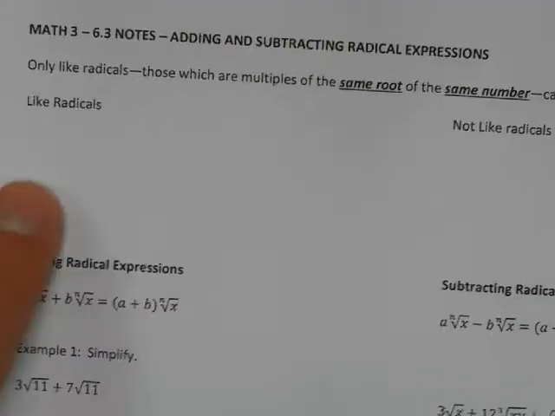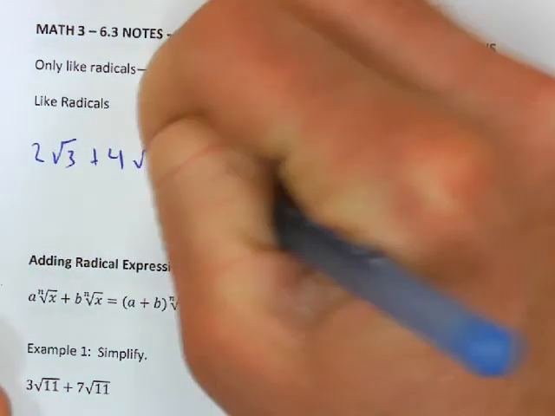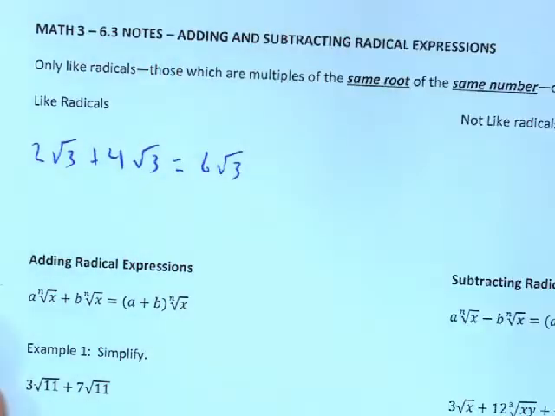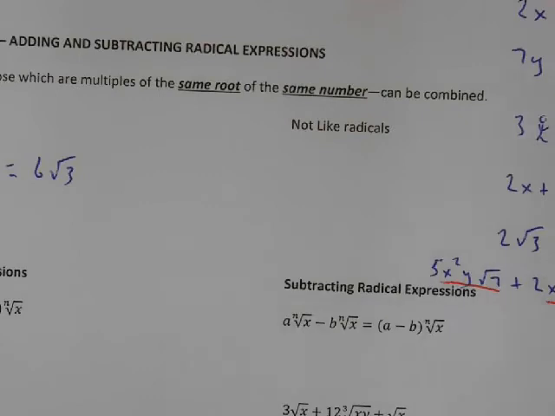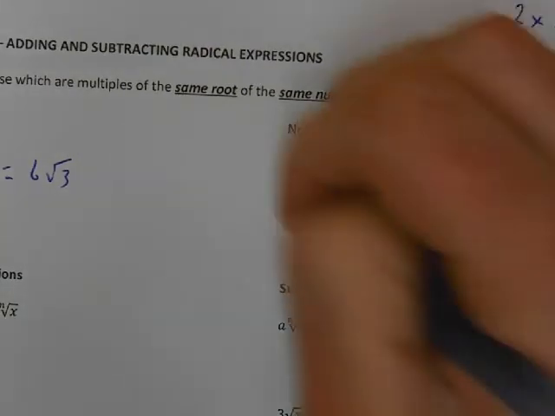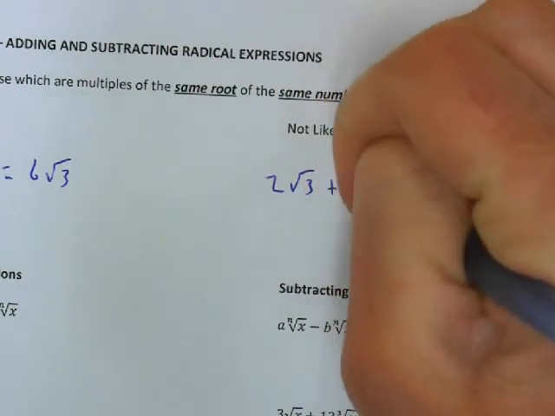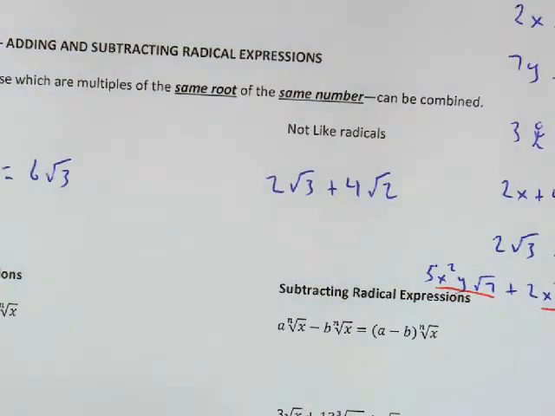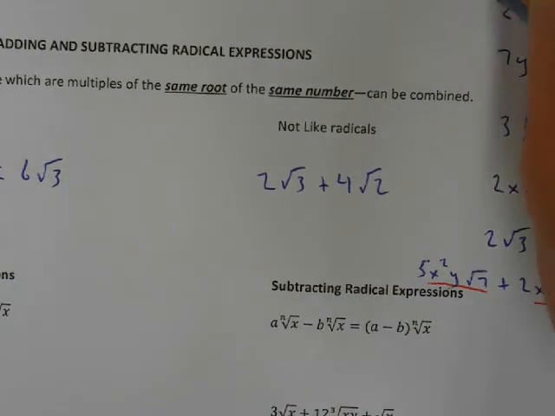So an example of some like radicals would be, I'm just making stuff up, 2 root 3 plus 4 root 3. Well, then that's going to give us 6 root 3. Okay? Not like radicals would be something like, how about 2 root 3 plus 4 root 2? Well, those are not like radicals. We can't add those.